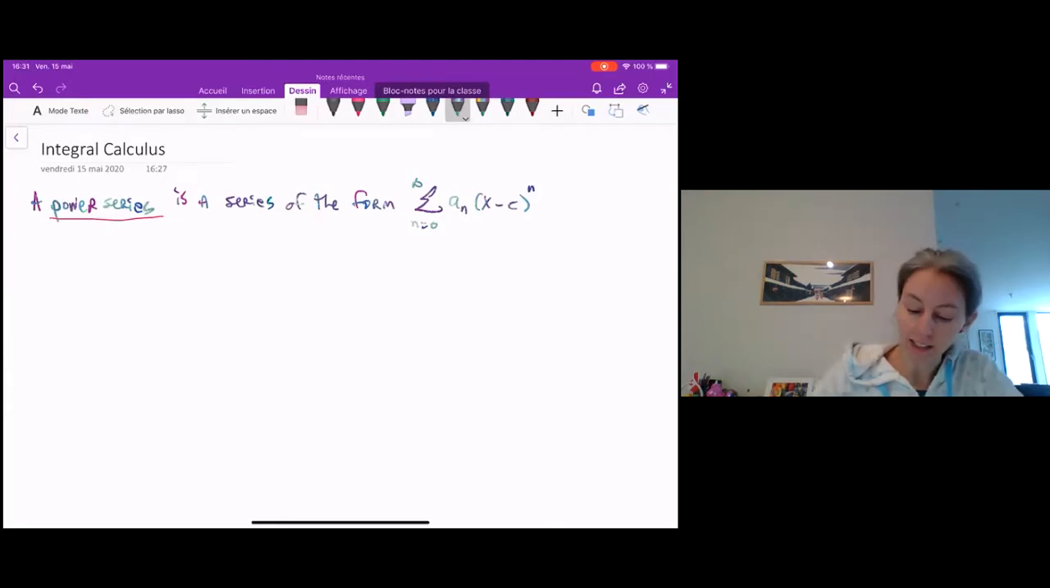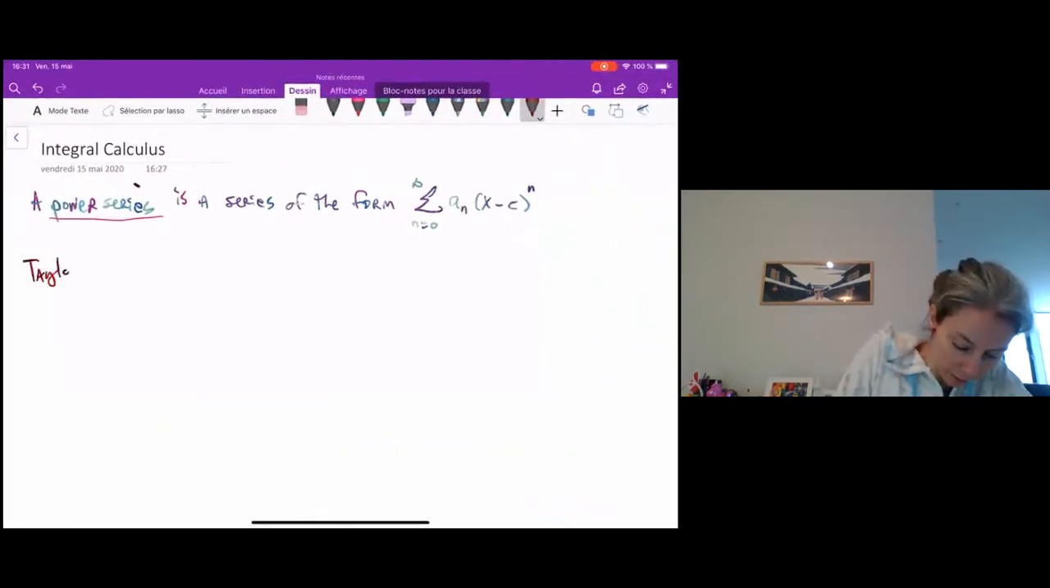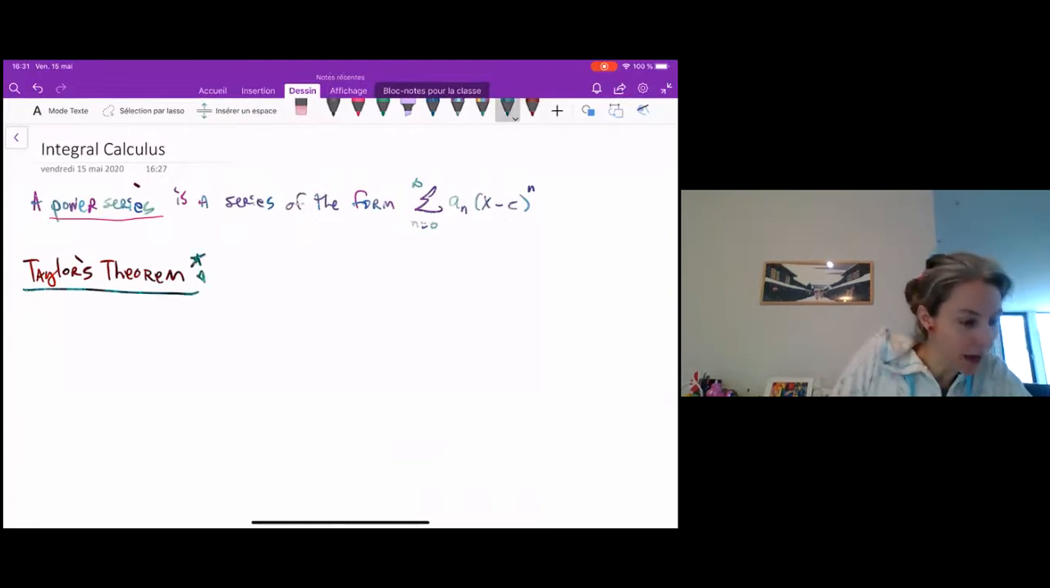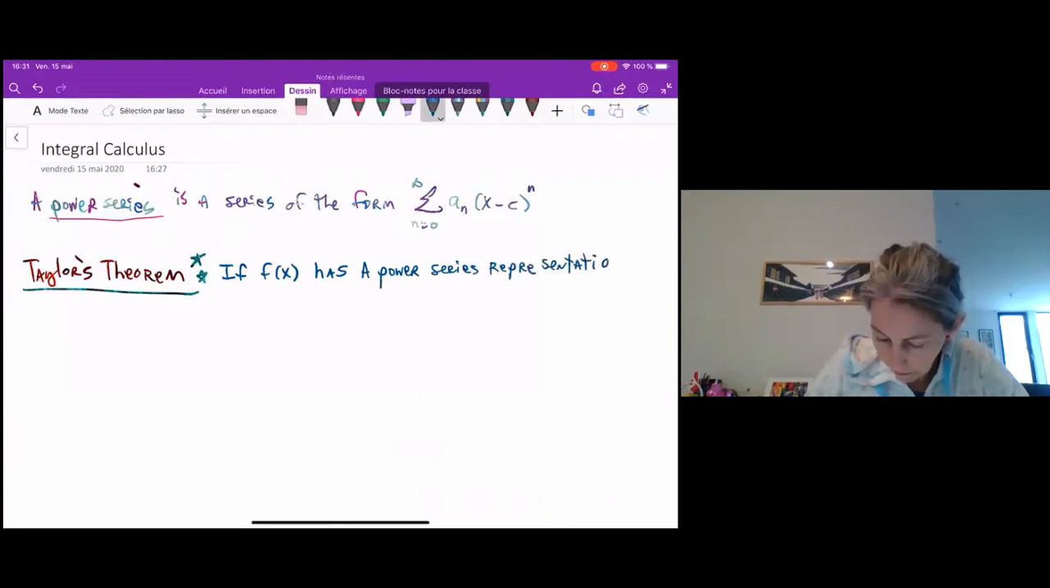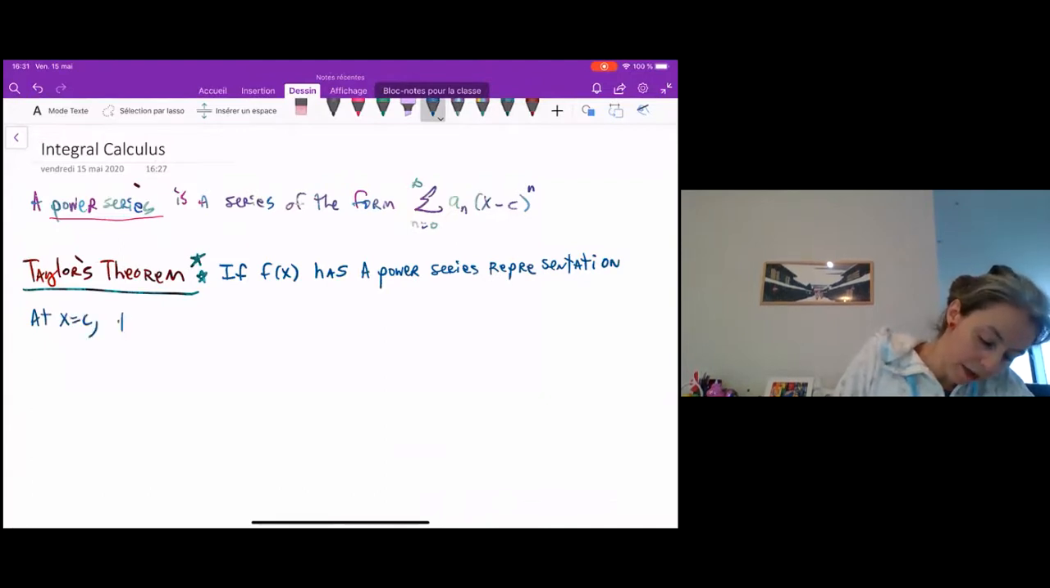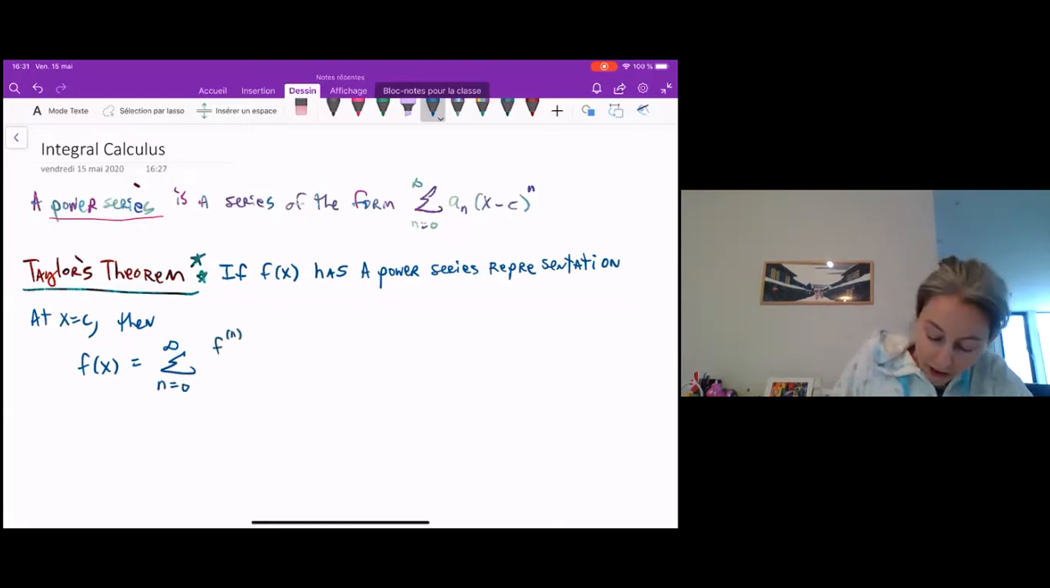So this is what's called Taylor's theorem. Taylor's theorem tells me that if some function, f of x, has a power series representation at some center c, then that function can be written as the power series n equals 0 to infinity, the nth derivative evaluated at c, all divided by n factorial, times x minus c to the power of n.